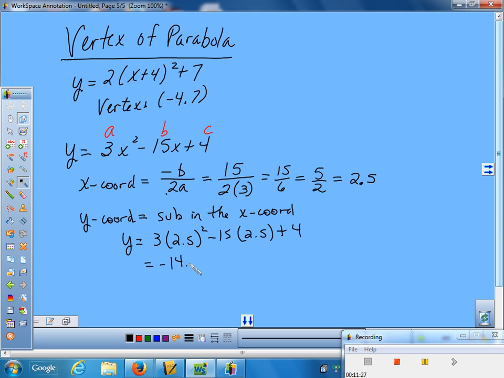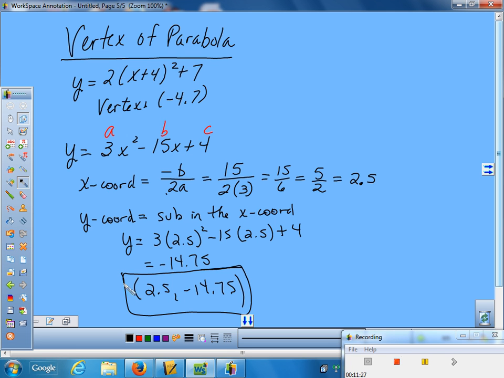Okay, I have a negative 14.75. We're going to believe her. So when you write me the coordinates of the vertex, you're going to write me 2.5, negative 14.75, and there's the vertex.